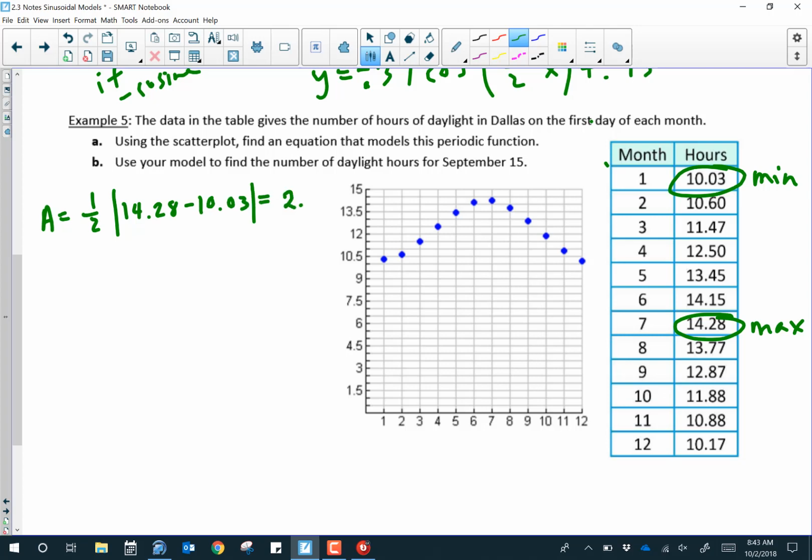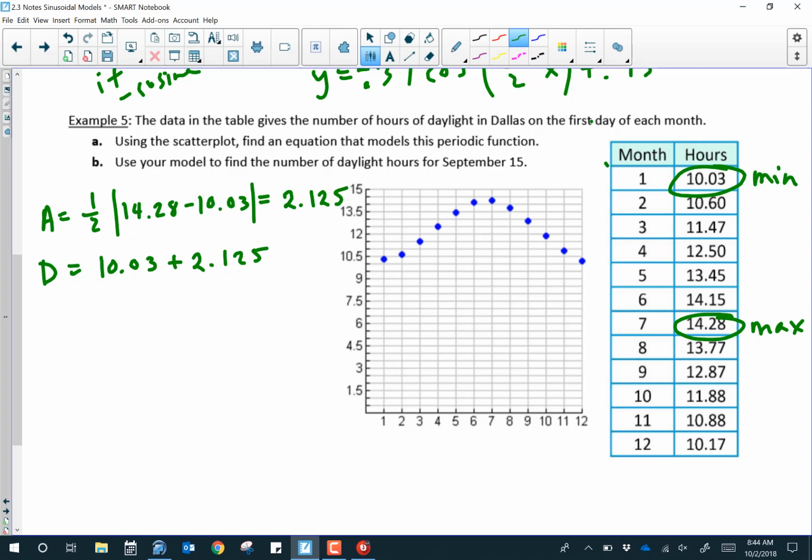And you should get this number. Yes? Okay. All right, then what's next? Yeah, like the y, the midline. Yes. So I take my minimum and add the amplitude. The amplitude is the vertical stretch, right? Yes. The amplitude is the vertical stretch. Perfect. And then the side is the period.